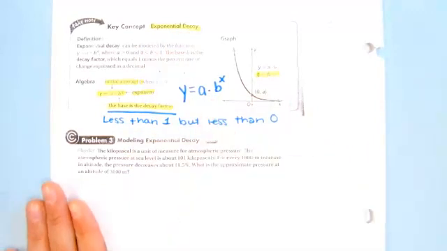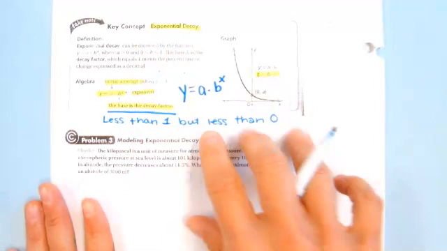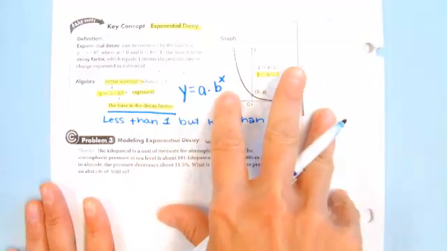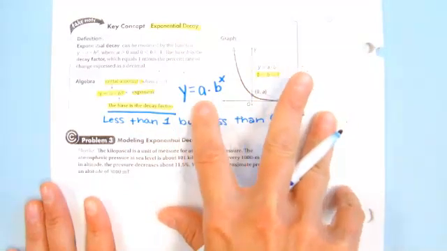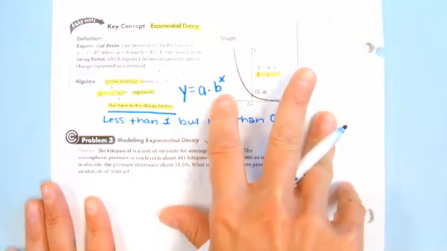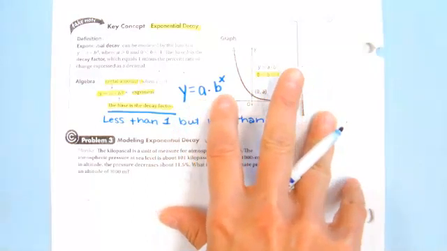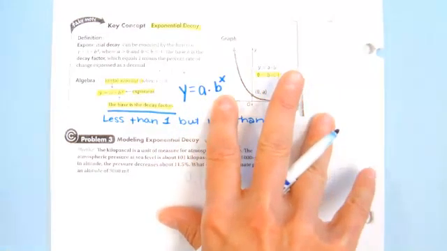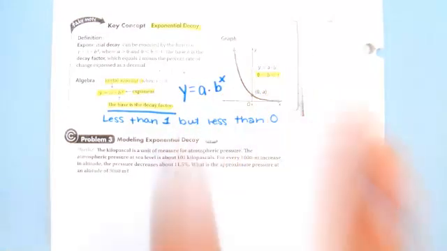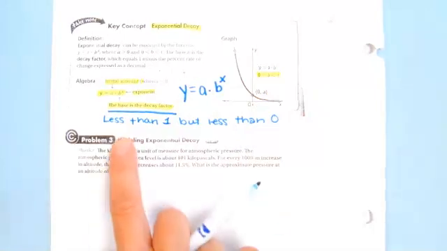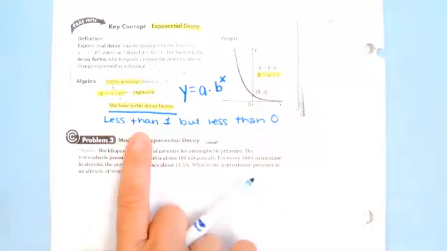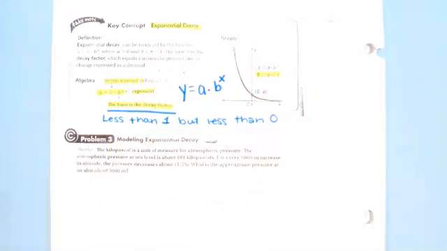The formula is the same as exponential growth: y equals a times b to the x power. A is still the initial value. B is going to be the decay factor, which is our percentage. The difference is the factor has to be less than 1 but greater than 0.